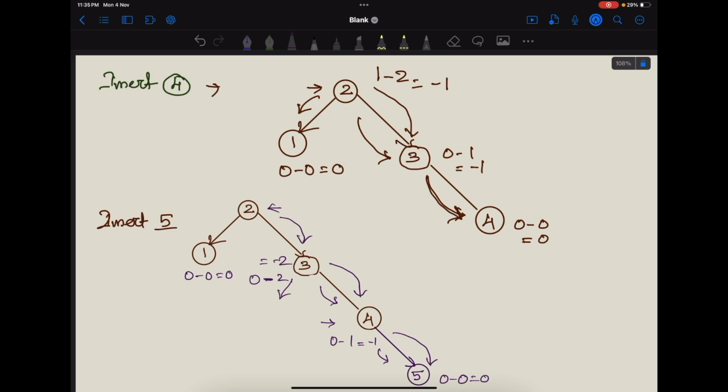And for number 2, there is only 1 on the left hand side, so 1 minus, and on the right hand side we have 1, 2, 3, so 3 levels are there, so 3. So 1 minus 3 equal to minus 2. So the imbalance occurred in this place as well as in this place. So now you have to visit from bottom to top to find where the problem has arisen.